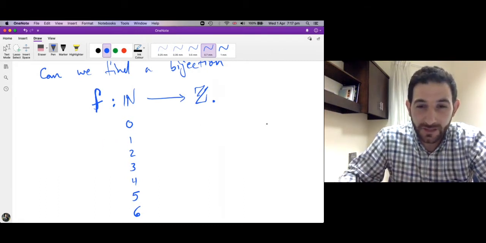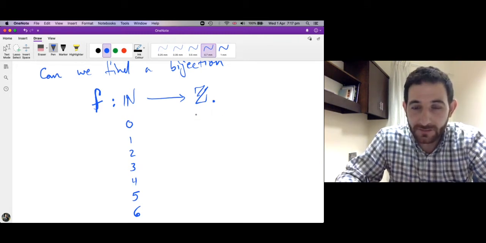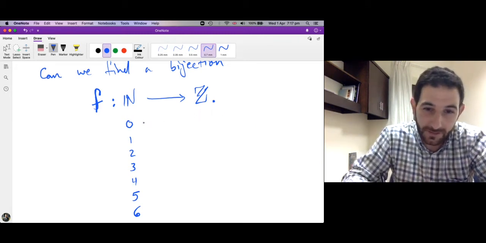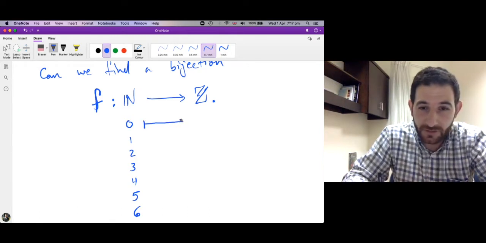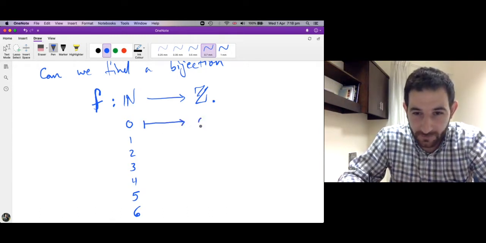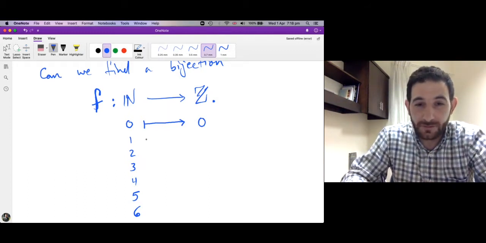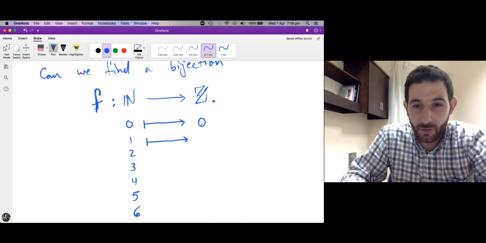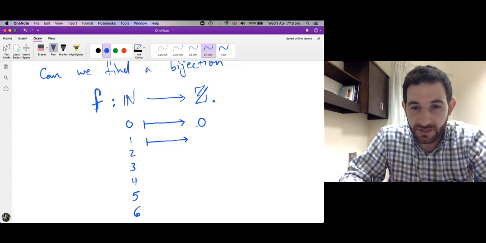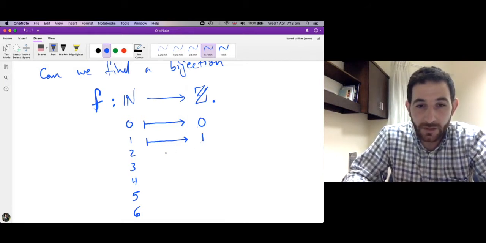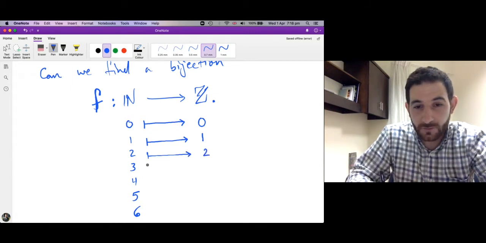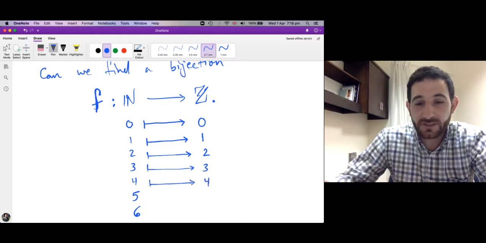So in other words, can you list the elements of Z? So, okay, let's start. What do you want the image of 0 to be? Let's say 0. Okay, what do you want the image of 1 to be? Again, we need to choose a new one, otherwise it will not be injective. Say 1. What will be the image of 2?